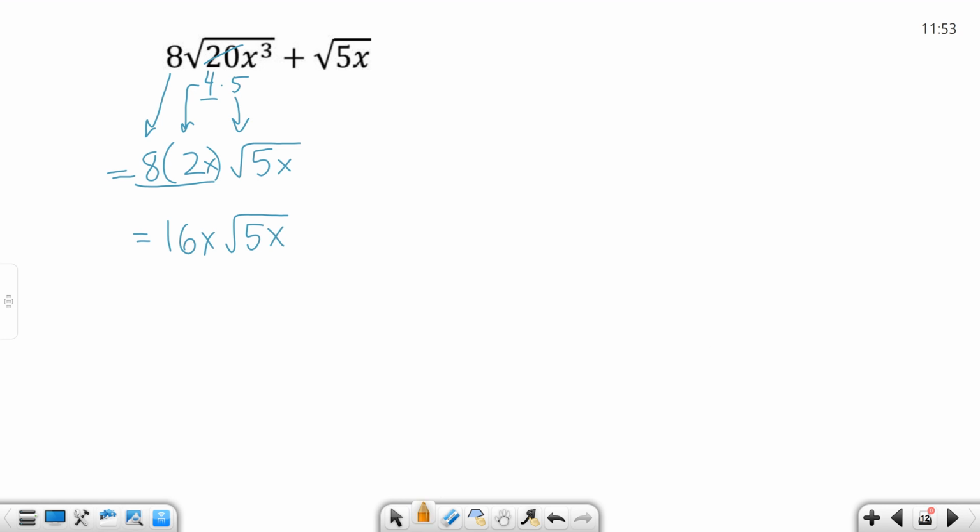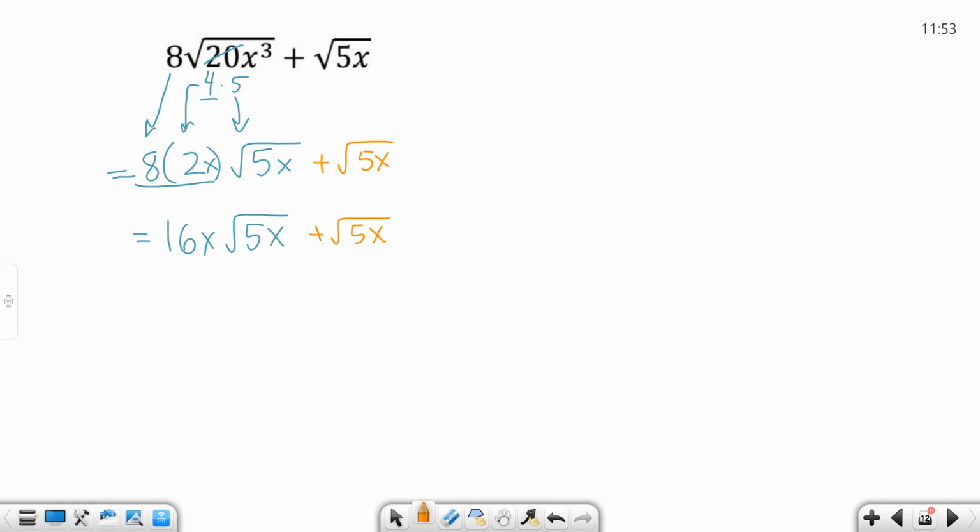And then the next term, can I simplify this term? Is there anything in here I can bring out? No. The 5 won't simplify to a perfect square. The x, there's no power bigger than 2. So this is plus the square root of 5x. So we just bring that down.